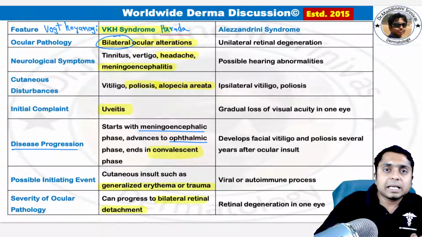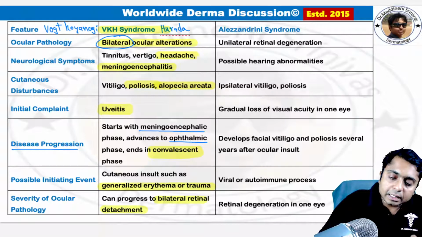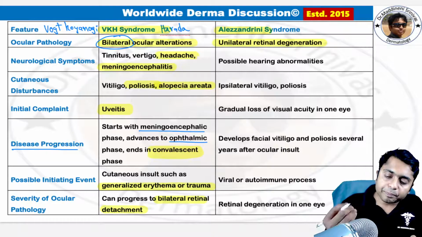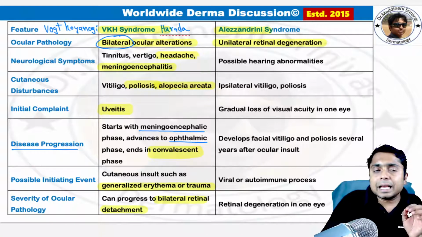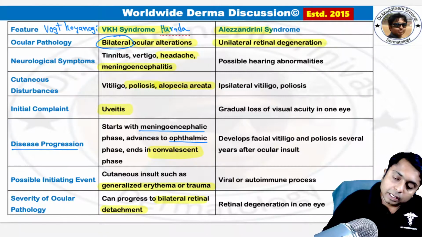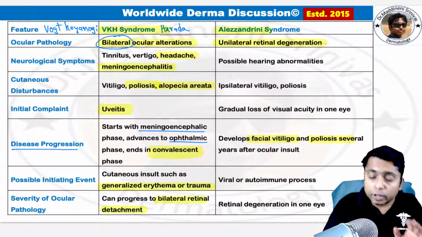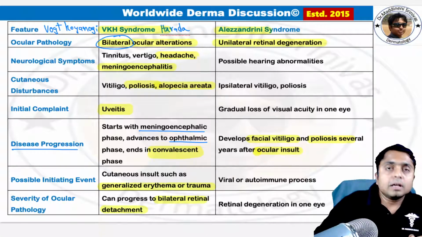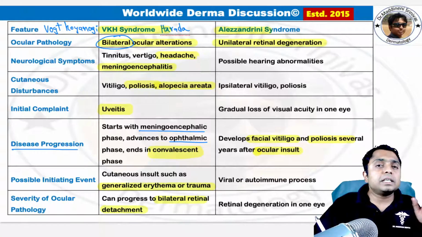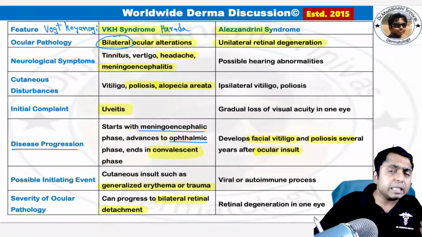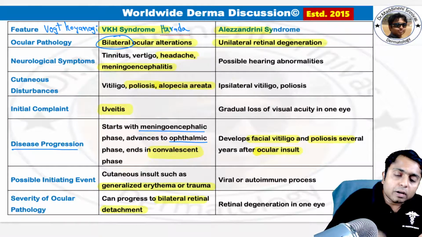Now coming to Alezzandrini syndrome, it is very peculiar in that there will be unilateral retinal degeneration in this condition. So only one side is going to be affected, and also you have to remember that the disease progression is very peculiar. The patients are going to develop facial vitiligo and poliosis several years after the ocular insult. So the patient is going to present to the ophthalmologist in the case of Alezzandrini syndrome. After a few years, there can be cutaneous changes.